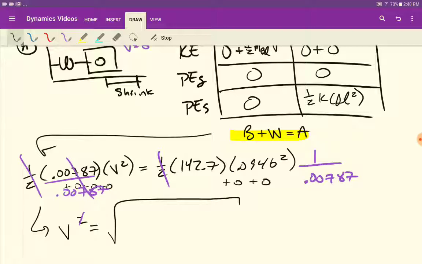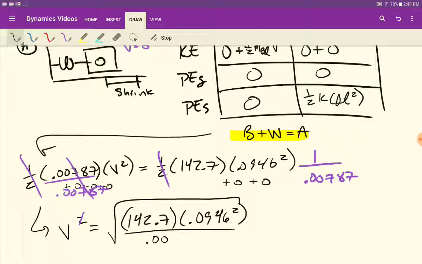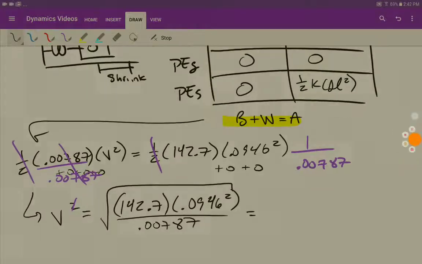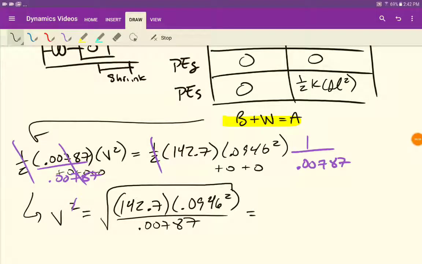All right. So I got 142.7. And then I have 0.0946 squared. And I divide it by 0.00787. That's going to be some number. And it is, let's see, 12.738. That's going to be meters per second.